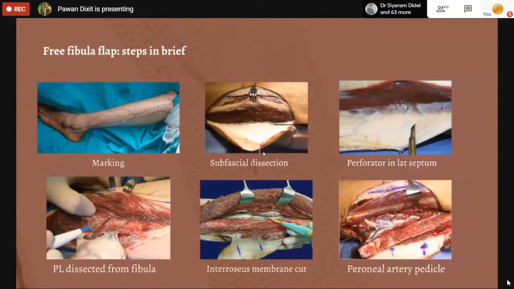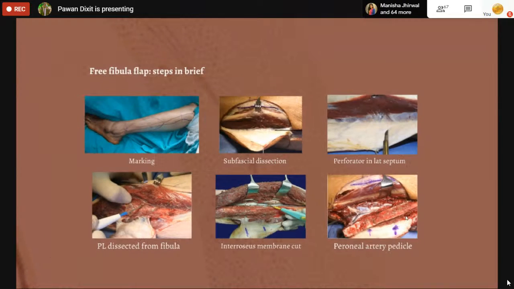These flaps are based on the septum, which is present below the posterior border of the fibula. After subfascial dissection, we can observe in this third flap a perforator going to the skin, which will supply the skin island. After dissecting the lateral compartment and anterior compartment of the leg, the interosseous membrane is cut, and after dividing the tibialis posterior, the pedicle can be identified and the flap can be raised on this.